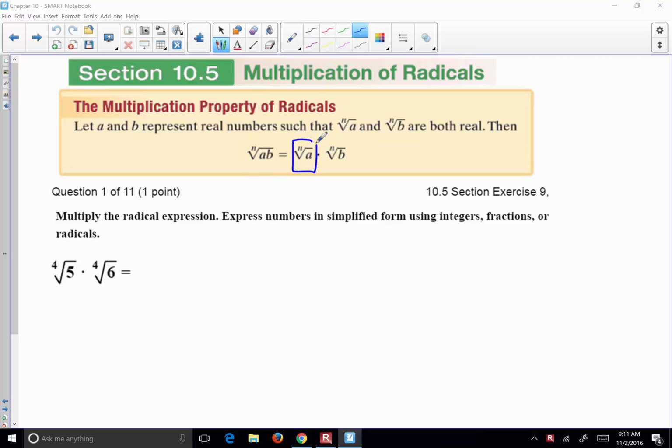You have two separate prisons, right? Two separate radicals, and a dot between them means multiplication. What you do is combine those inmates, A and B, under the same roof. You collect them into the same roof, and the operation between A and B is multiplication. You keep that dot and transfer it between A and B. Roofs combine into one, inmates multiply. That's it.